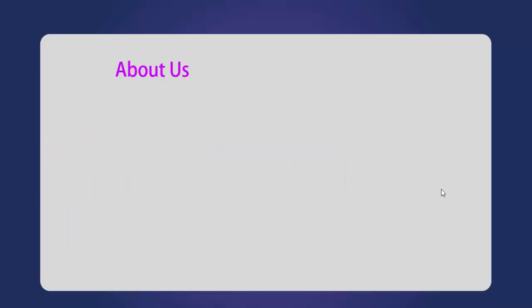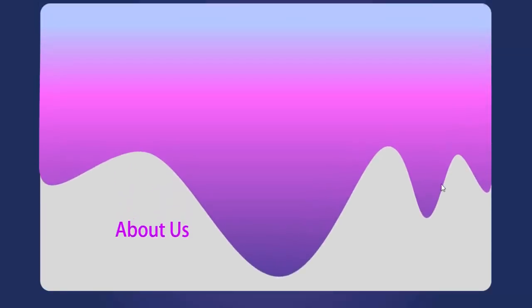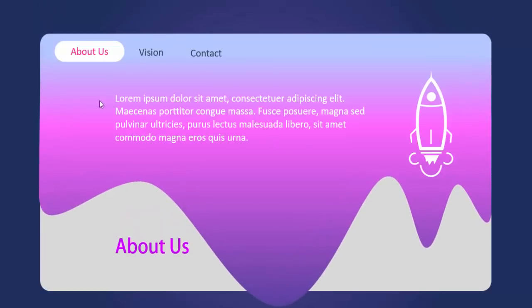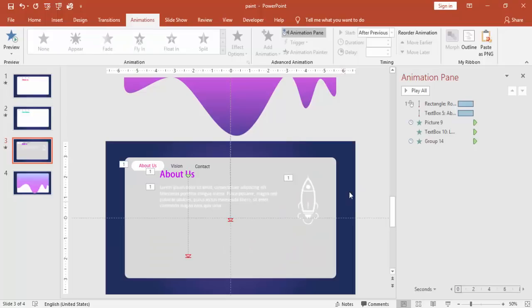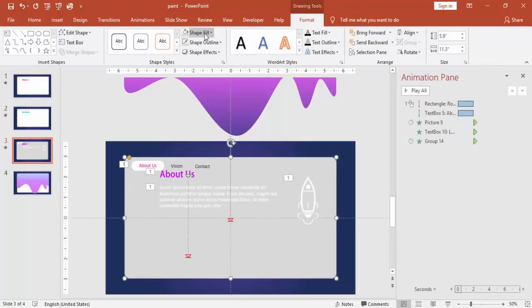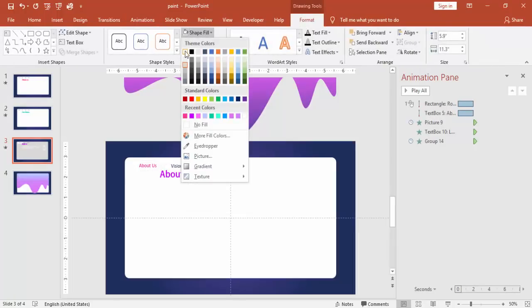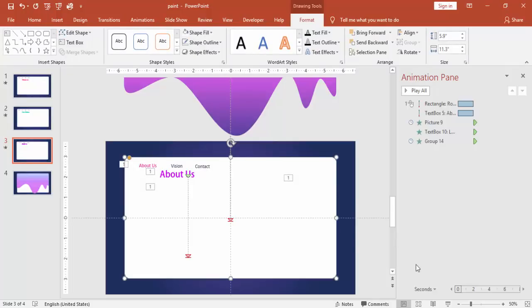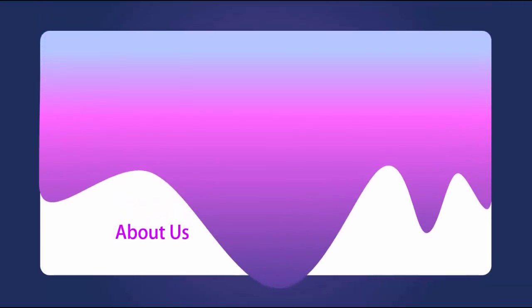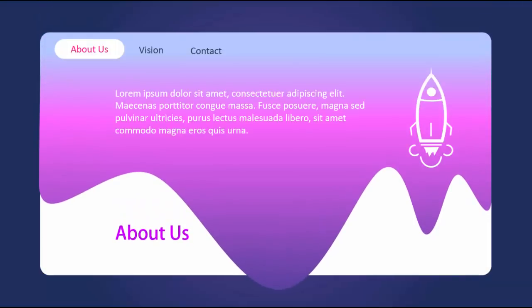And let's play. When I click, it will show me about us, vision, contact, and the details and the icons. And I'm going to make this white now. So let's play it. Click, about us will go down, then this is perfect.